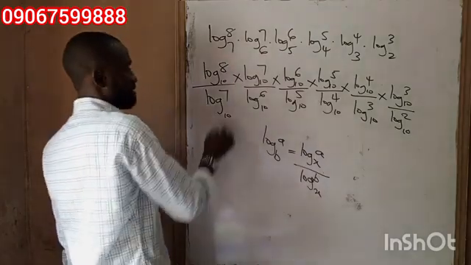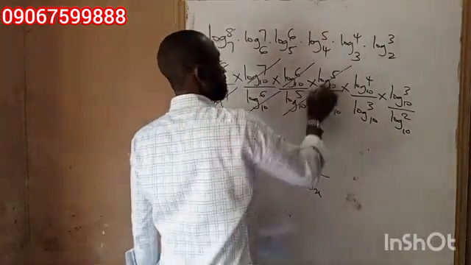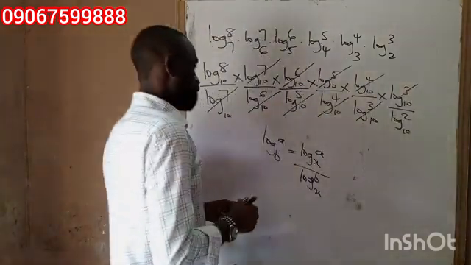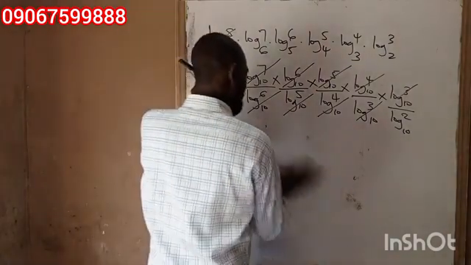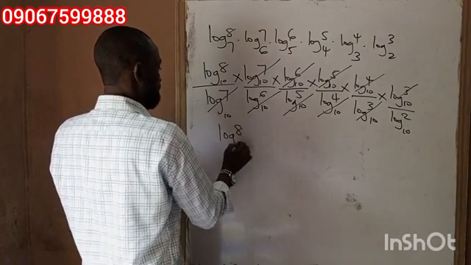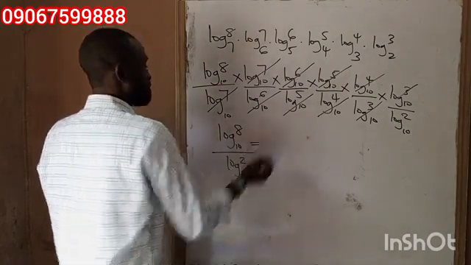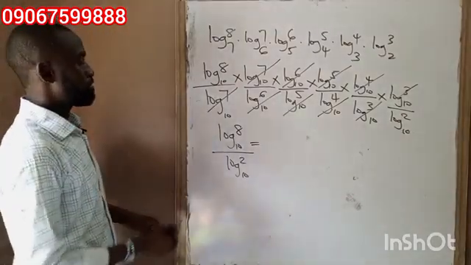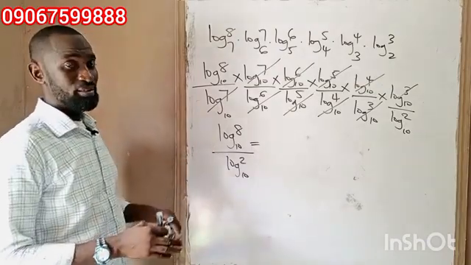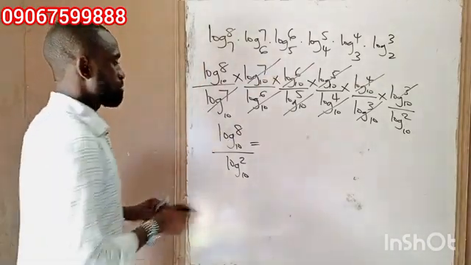So what happened? We can cancel out now. Log 7 will cancel out log 7, log 6 cancels log 6, log 5 will cancel out log 5, log 4 will cancel out log 4, log 3 will cancel out log 3. We will now be left with log 8 base 10 all over log of 2 base 10. Did you see it? Instead of them just giving us to evaluate log 8 base 10 all over log 2 base 10, they now give us this. They want to test if we understand the concept of change of base.